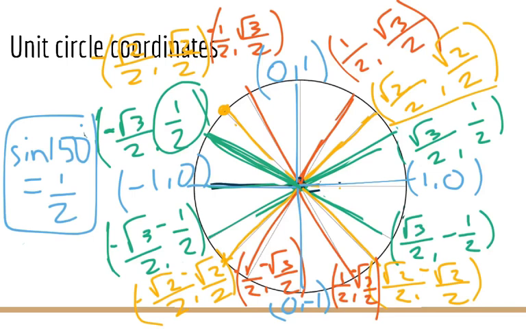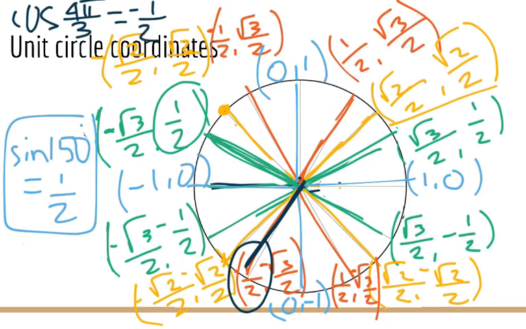Let me do another quick example. What if I ask you something like, what's the cosine of 4 pi over 3? Well, 4 pi over 3 is right here, and the cosine value would just be the x value, and it looks like that's negative 1/2. So cosine of 4 pi over 3 is negative 1/2, and you didn't have to type anything in on your calculator. So you can see how beneficial it's going to be to memorize the unit circle.